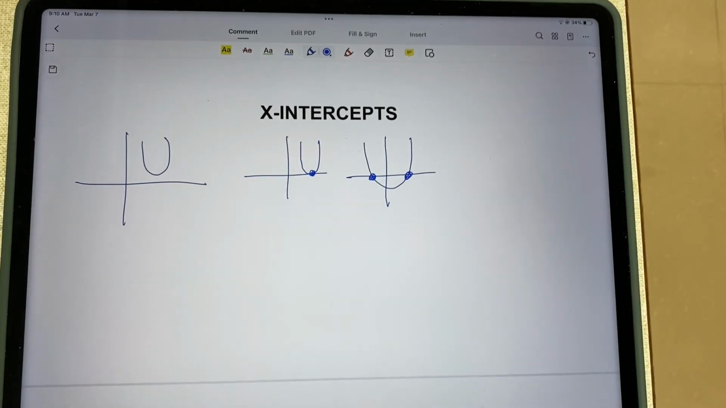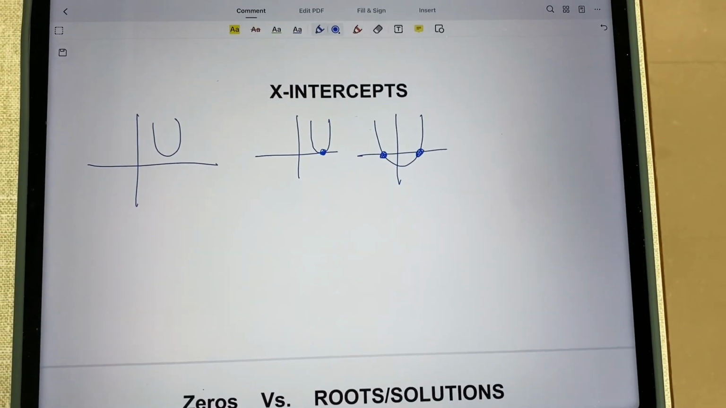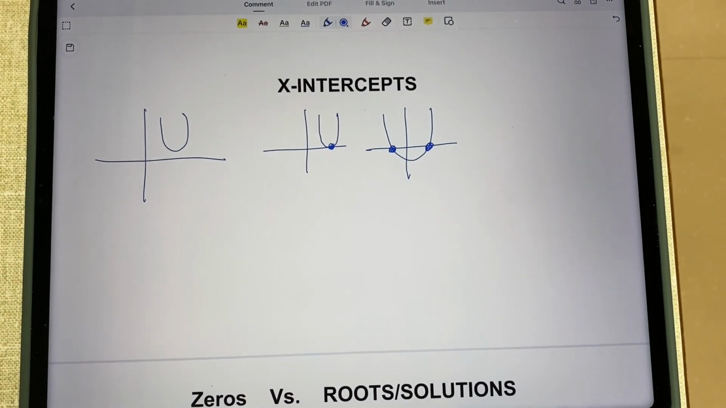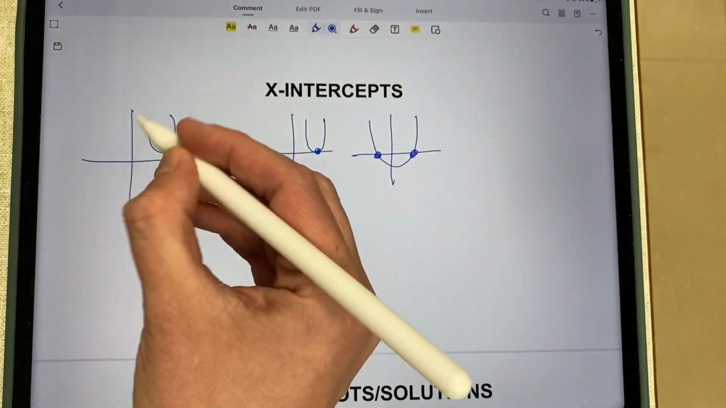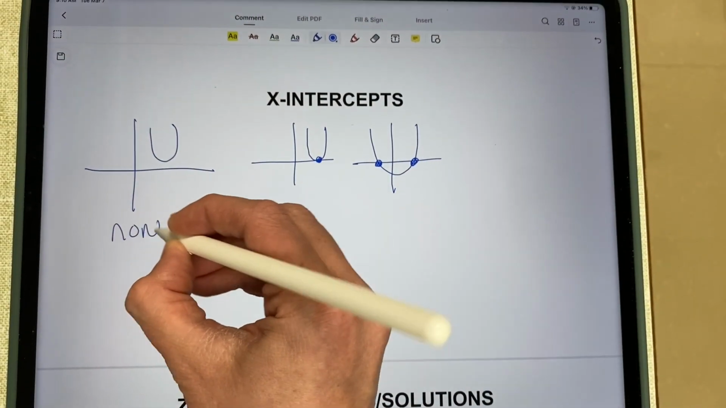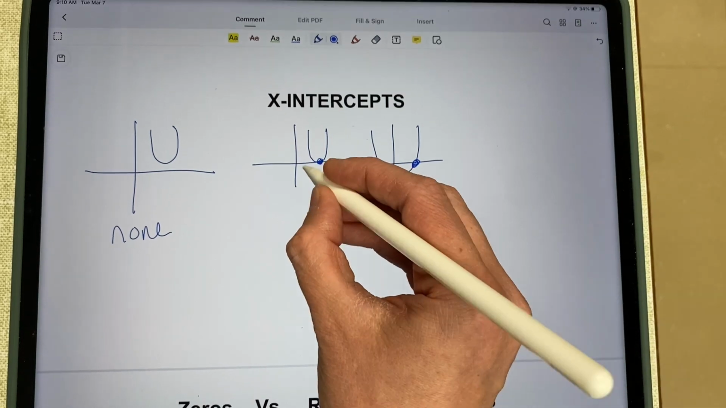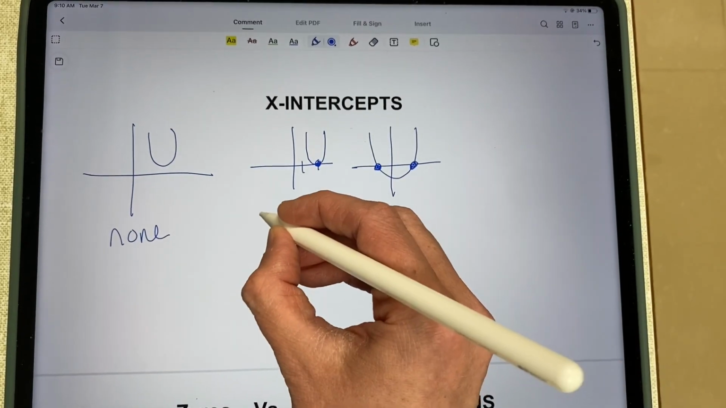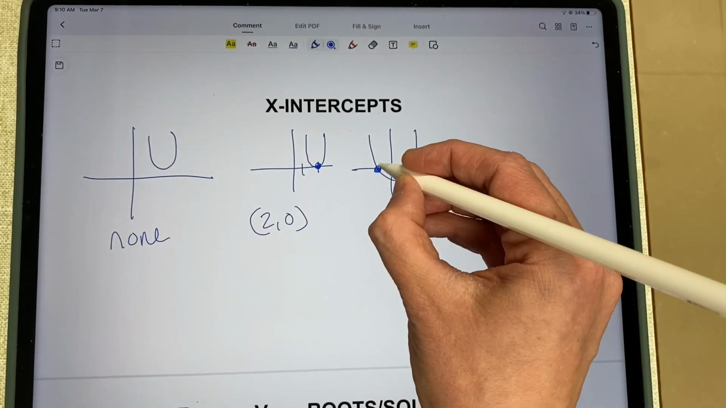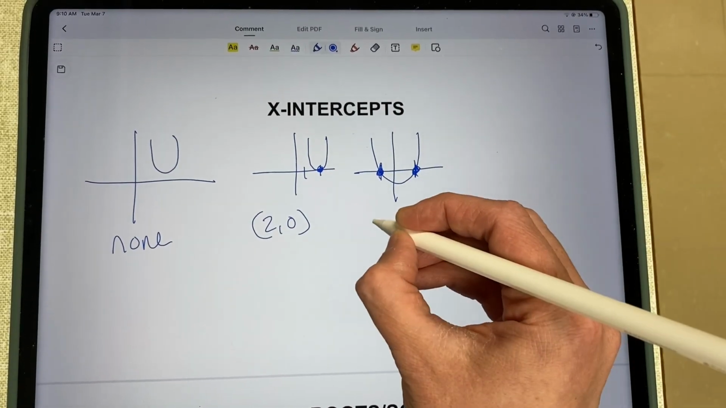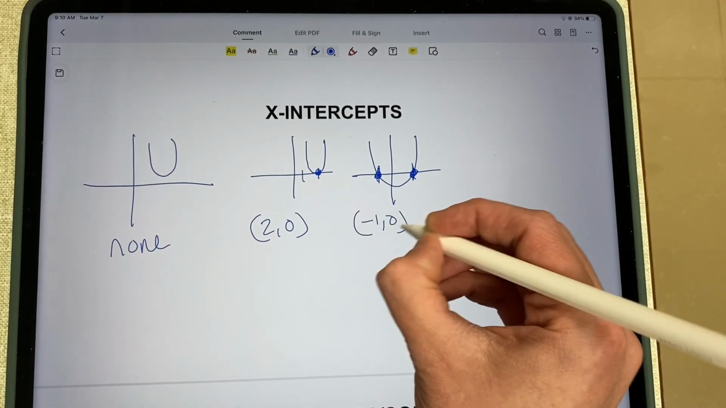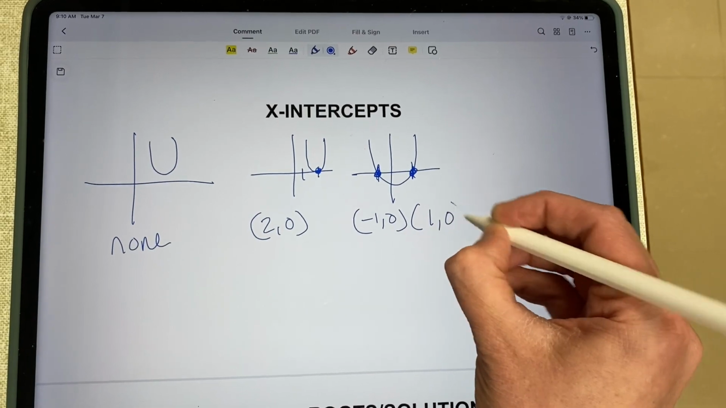See how many times it crosses the x-axis and move the spider to that location, okay? So if I said how many x-intercepts are on this one, you would say none. This one has 1, okay? Let's just imagine it's at 2, 0. Let's do this one. Let's imagine this one's at -1, 0 and 1, 0, okay?